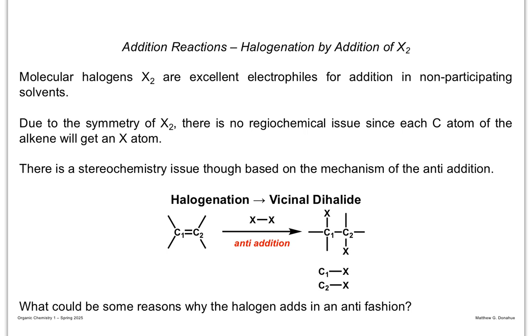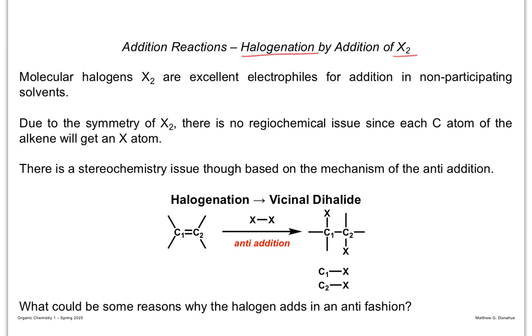So that was the addition of H and X. The next reaction we're going to learn is called halogenation. And so that's going to use the molecular halogens X2. Since X is the same thing, both carbon atoms are getting an X. So you don't have an issue of regiochemistry. They're both getting the same halogen.